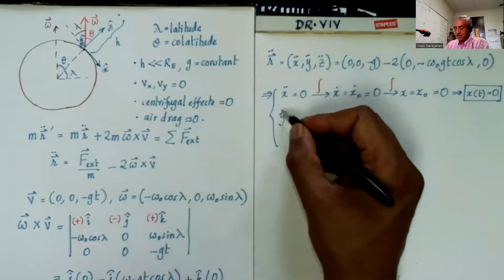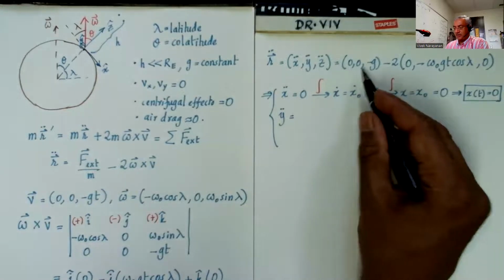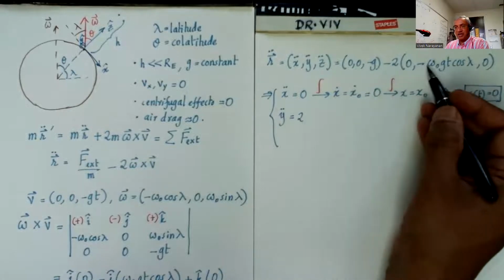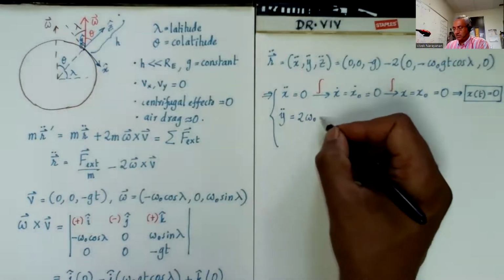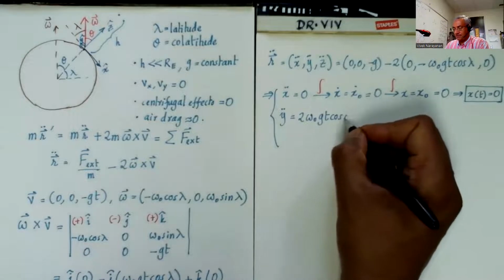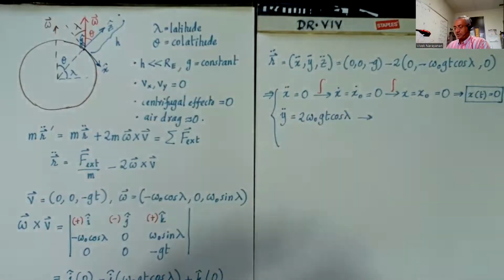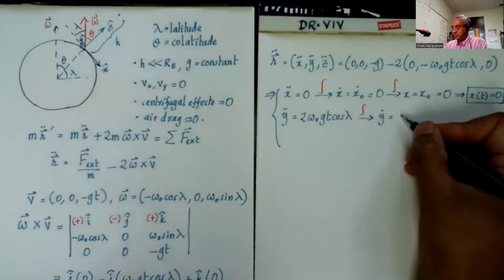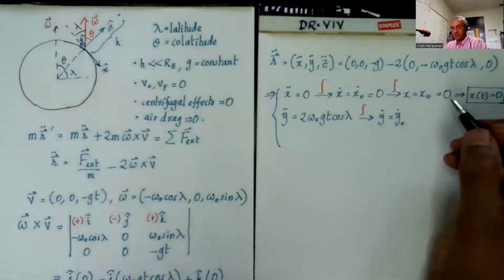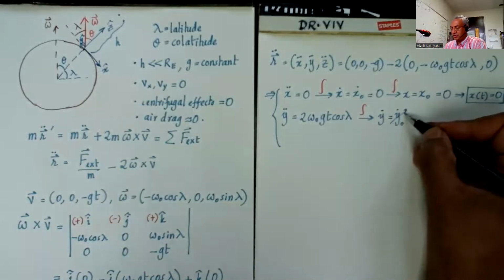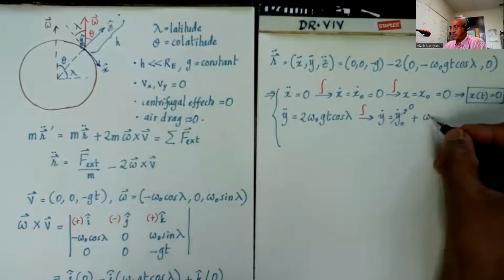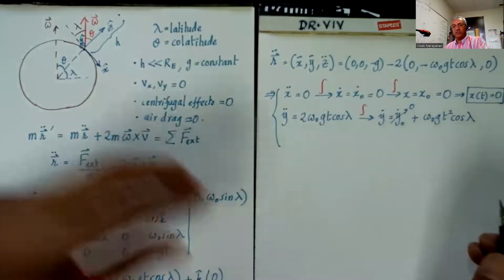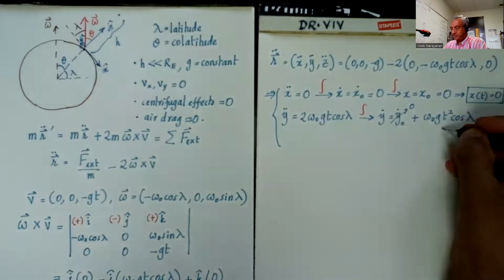Then y double dot, we have something. Because of the minus and the minus, you get a plus 2 omega naught gt cosine lambda. When I integrate that, I'm going to get t squared. So y dot equals some initial value y dot naught, but that's 0, plus omega naught gt squared cosine lambda. So non-trivial. There is going to be a deflection in the y direction.